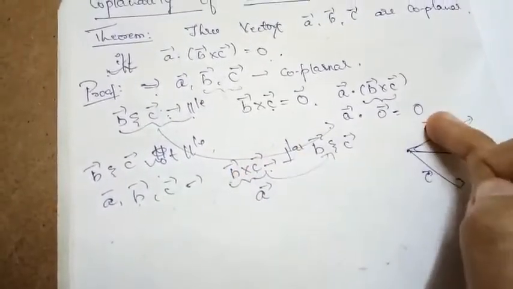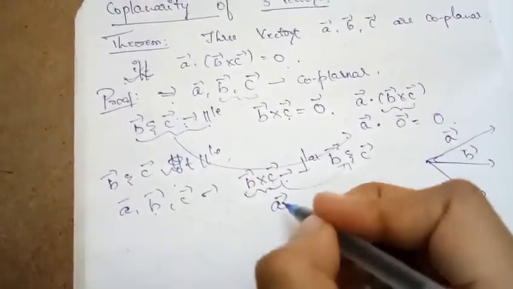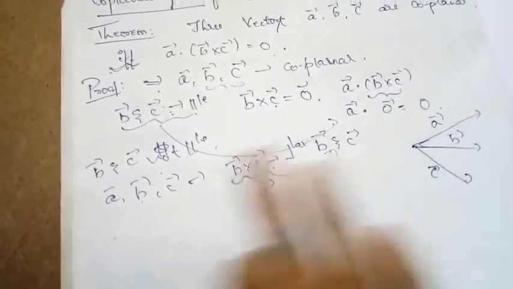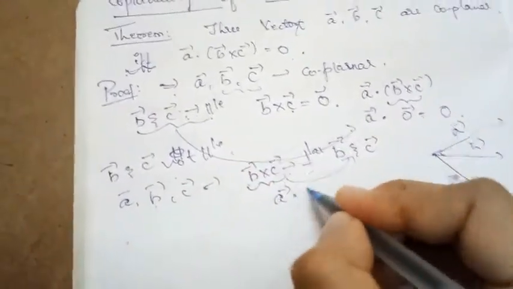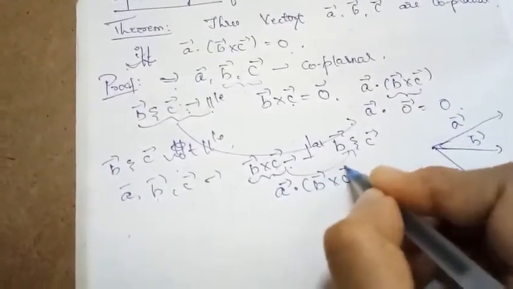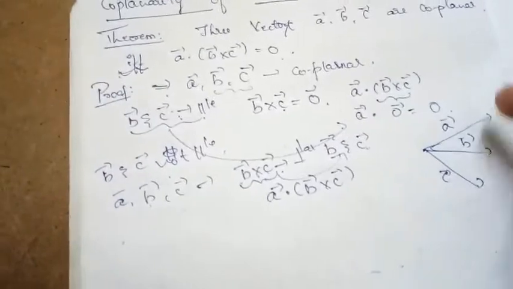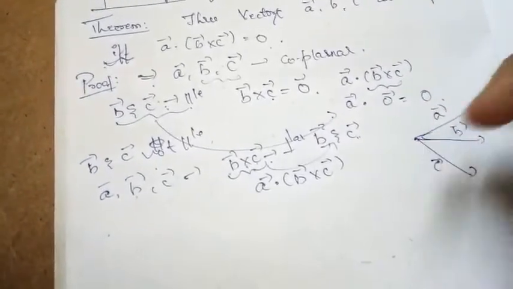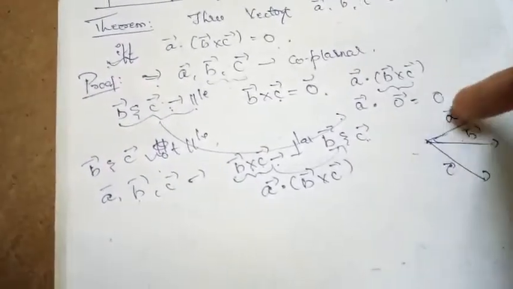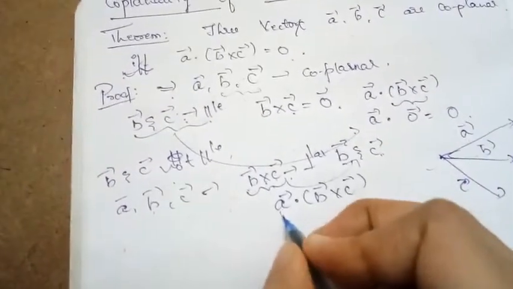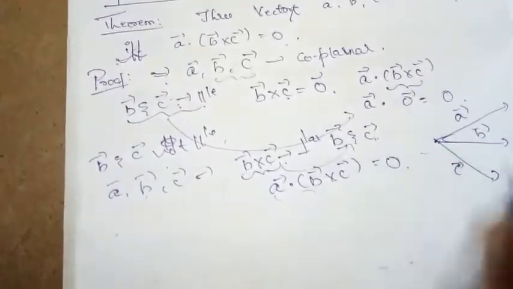This is perpendicular to our vector A also, because all the three are lying in the same plane, that is, our plane is the book. So what happens to the dot product? This one is perpendicular to both the vectors, and all the three are lying in the same plane. Therefore, our vector B cross C is perpendicular to vector A also. So it is perpendicular to vector A, which means the dot product will be equal to 0.